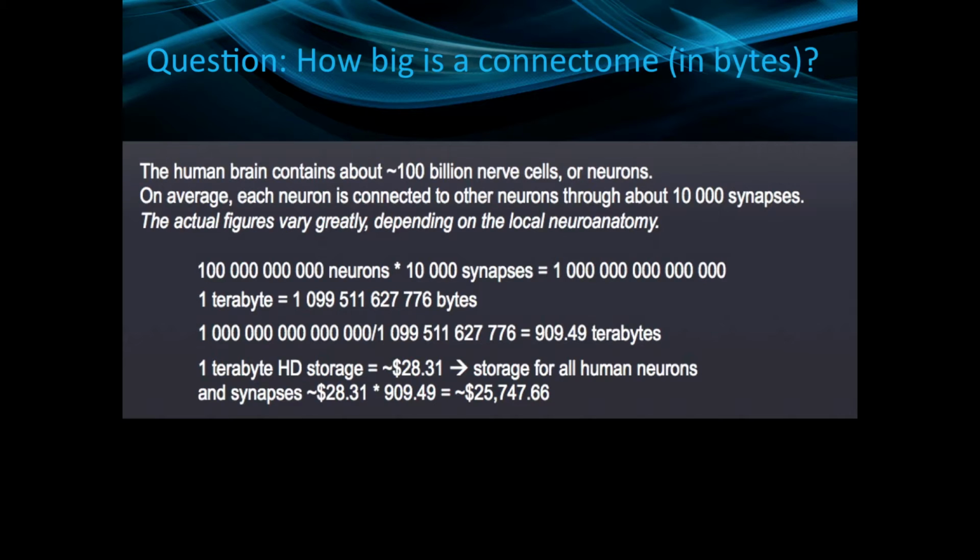Whenever I did this calculation, I could buy a terabyte hard drive for $28. So the storage for all human neurons and synapses is about $25,000. What can you get for $25,000? A new car. Would you rather have a copy of your brain or a Toyota Corolla? Or you can pay for 3 postcards. Yes. For a certain amount of time, right?